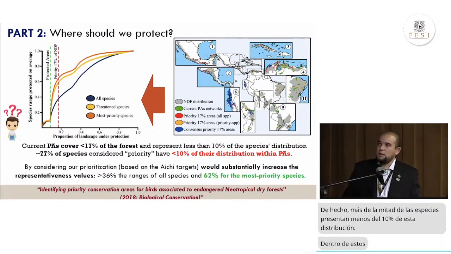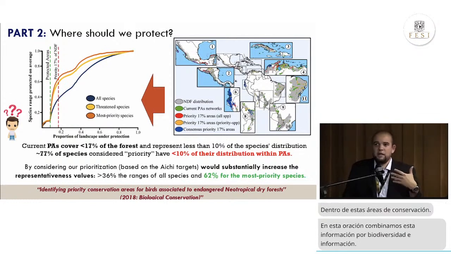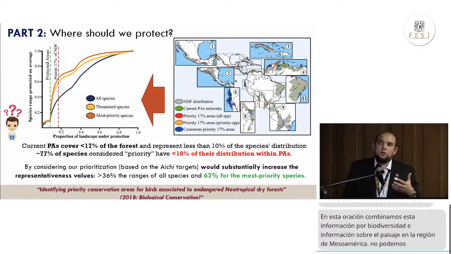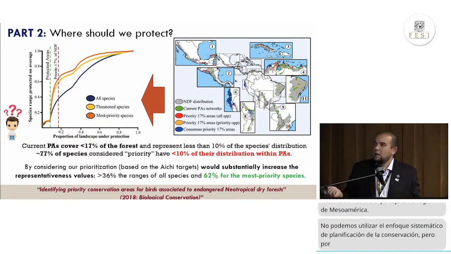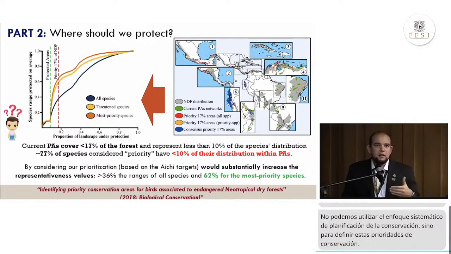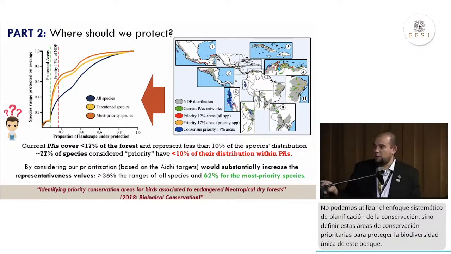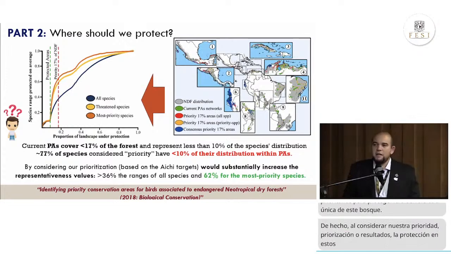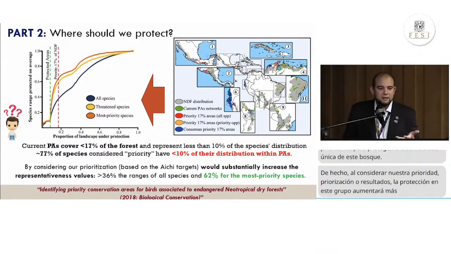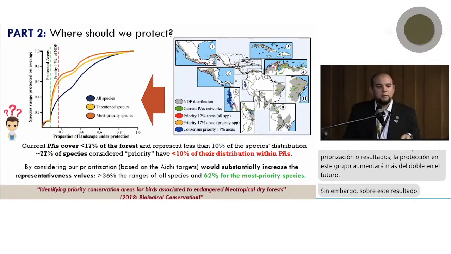In this sense, if we combine this information on biodiversity and information across the landscape in the Mesoamerica region, we can use the systematic conservation planning approach to define priority conservation areas to protect the unique biodiversity in this forest. In fact, by considering our prioritization results, the protection in this group will increase more than 2 times in the future. However, this result is only considering the current scenario.